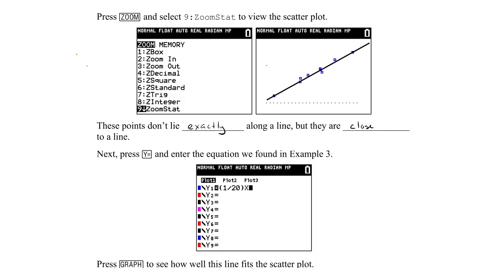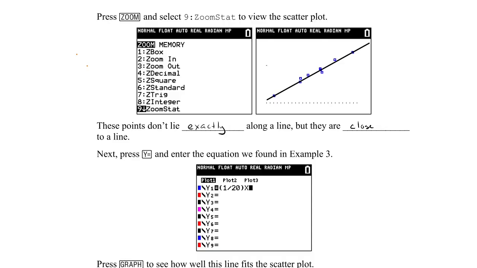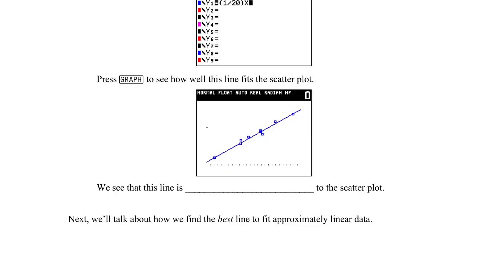And in fact, going back to the calculator again, we can try drawing the graph of that equation we had earlier. So I'm going to hit y equals, and I'm going to just enter that equation. Y equals 1/20th x. And just hit graph to go back to the graph. And we see that the graph of that equation, y equals 1/20th x, lies pretty closely down the middle of that scatter plot. The way we describe this is that this line is a good fit to the data in the scatter plot.